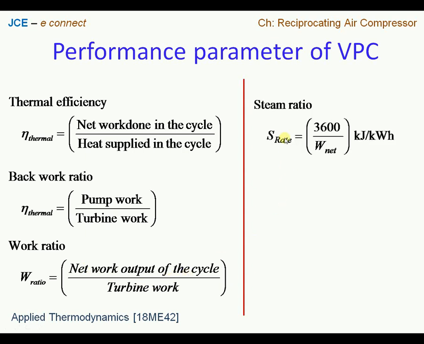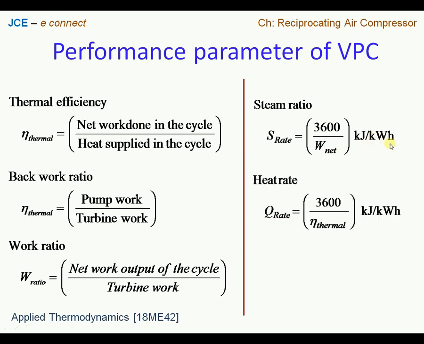And next, the capacity of a steam power plant is often represented in terms of steam rate, which is defined as the rate of steam flow in kg per hour required to produce a unit shaft output of around 1 kilowatt. Therefore one can represent this as 3600 divided by the net work. Therefore we have the units kg per kilowatt hour.